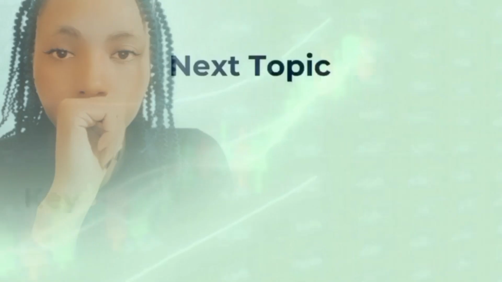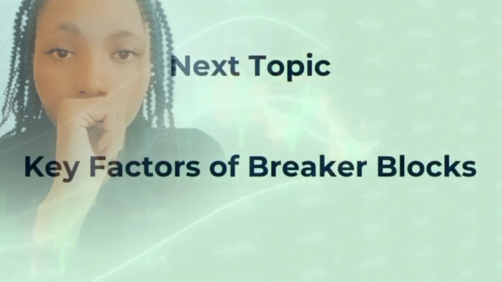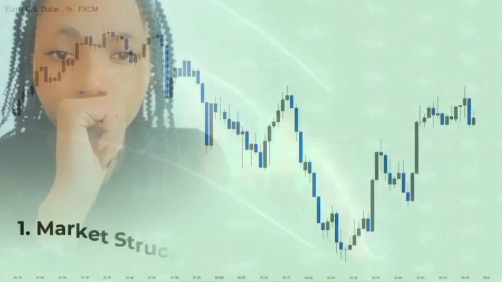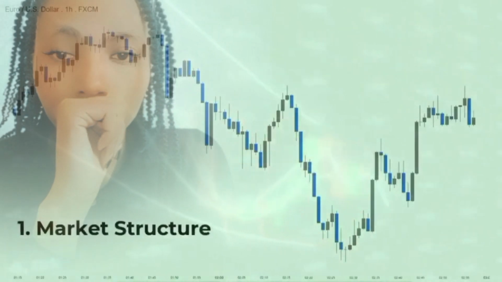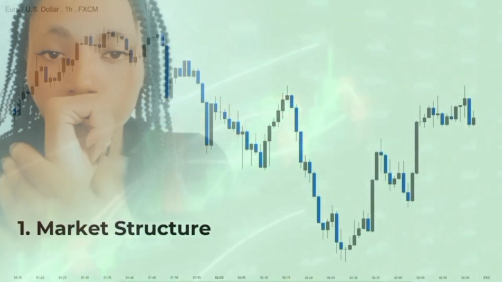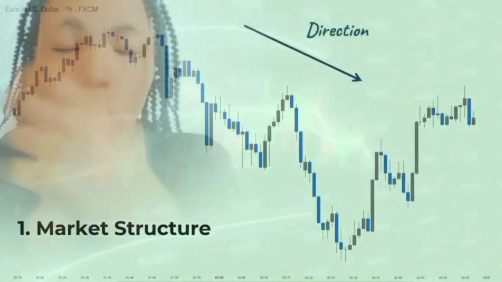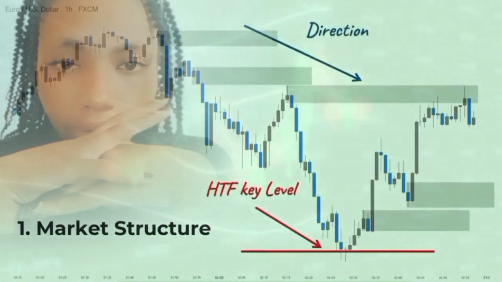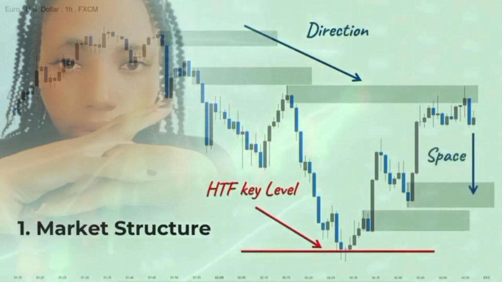Now, let's discuss some of the key factors that you need to consider while trading breaker blocks. Let's continue with the key factors. Number 1, market structure. You need to identify the current market structure before looking for breaker blocks. Market structure includes defining market direction, supply and demand areas, higher time frame, key levels, liquidity areas, and amount of the space we have in front of the price.